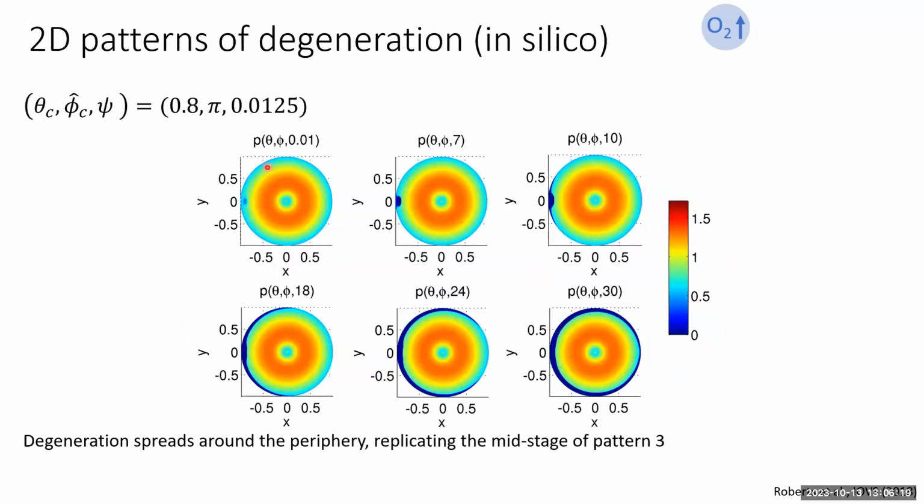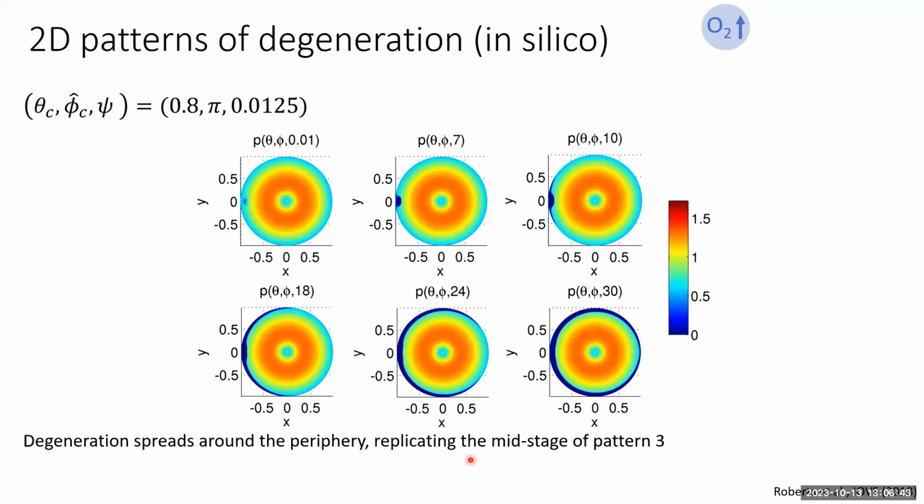By contrast, if I take out or damage a patch towards the periphery, then something rather different happens. As time marches onwards, this consolidates, it expands out towards the far periphery, and then begins to expand out in two arms around the edge of the retina until those arms meet on the far side. And so this replicates the peripheral pattern that you see at the mid stage of pattern 3 that I described earlier.